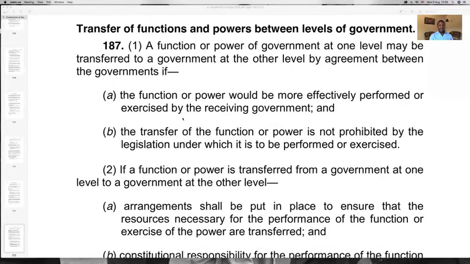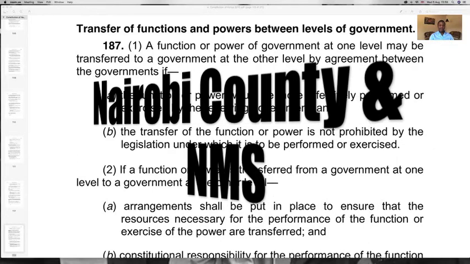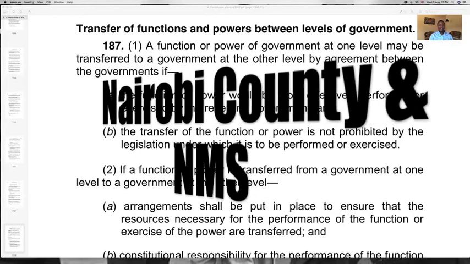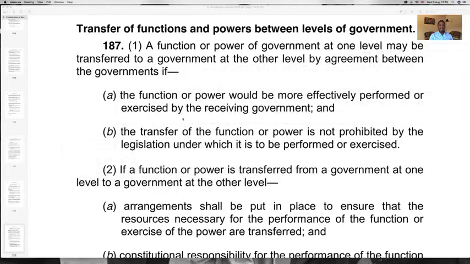And this can only happen if the function or power will be more effectively performed and exercised by the receiving government, and the transfer of the function or power is not prohibited by law. And we can see this happen when the governor of Nairobi, Mike Mbuvi Sonko, handed over the functions of Nairobi County to the Nairobi Metropolitan Services.